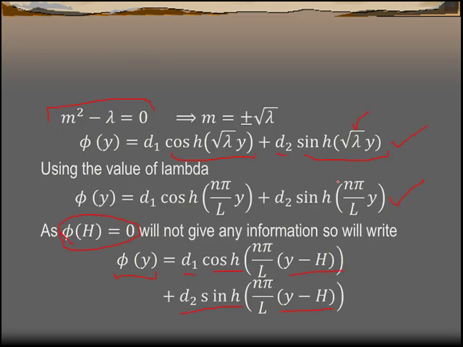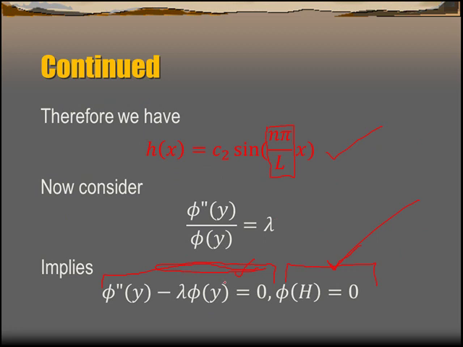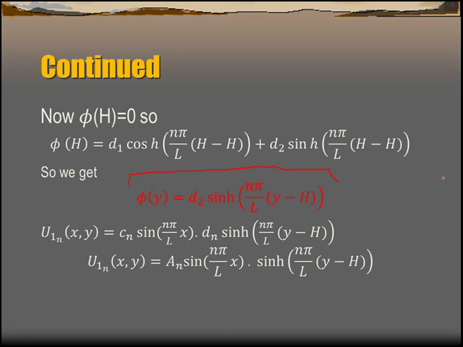Now this solution satisfies this ordinary differential equation and this boundary condition. You can verify it by substitution. Okay, so I will write the solution u1 is equal to h of x, which is cn sin n pi over l x, multiplied by pi of y, which is dn multiplied by sin hyperbolic n pi over l into y minus h.